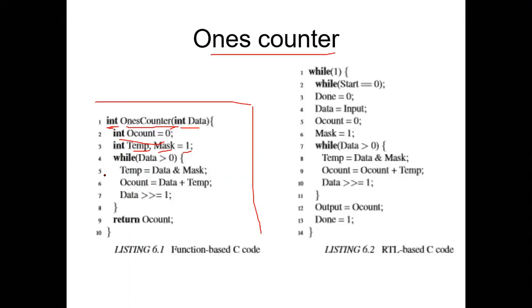So initialization: we are declaring variables output count, initialized to 0, and mask, initialized to 1, and a temporary variable is declared. When we are entering the function, first there is a while loop, while the condition is data greater than 0. If the data is greater than 0, it will enter this particular loop.